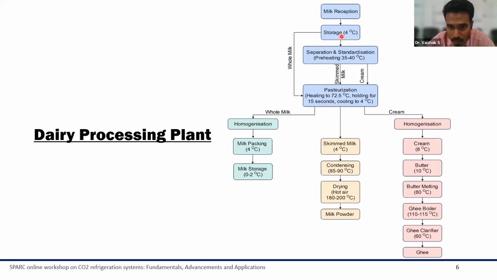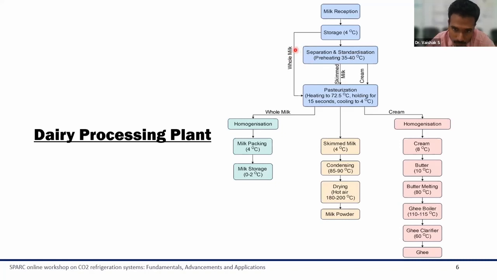In some cases, for some other application, this whole milk is passed through a separator, which is usually a centrifuge, where we separate the cream from the whole milk. The cream is passed for the production of butter, ghee, and all those kinds of products, and the skimmed milk, which has very low fat content, is passed for the production of milk powder.